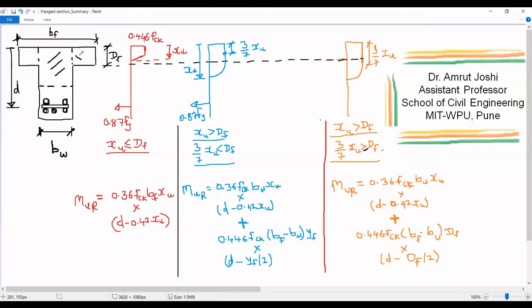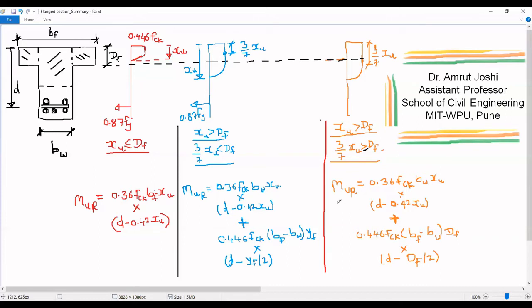The remaining area of flange produces compressive force equal to 0.446 FCK BF minus BW into DF. BF minus BW into DF is the area of remaining portion of flange over which compressive force is constant, that is 0.446 FCK, because 3/7 XU is greater than DF. This compressive force acts at the distance DF by 2 from extreme compression fiber. So lever arm is D minus DF by 2.